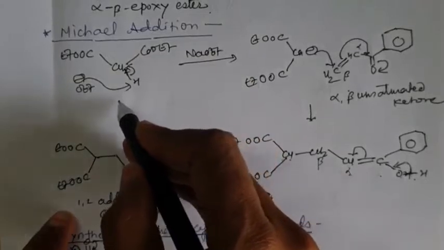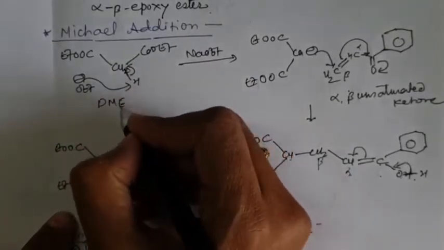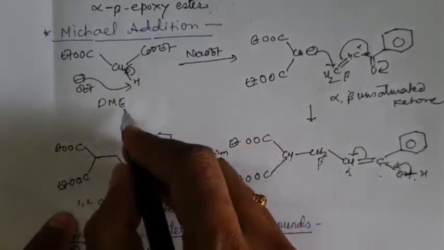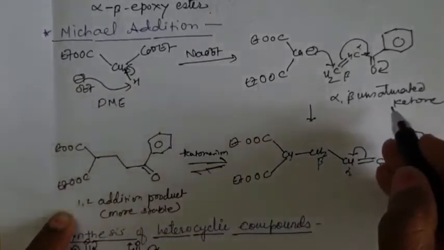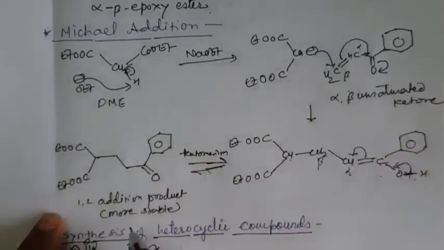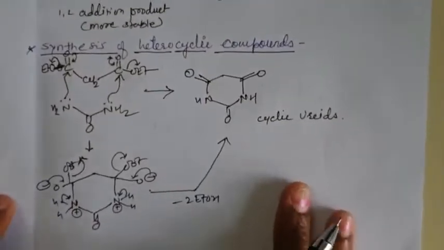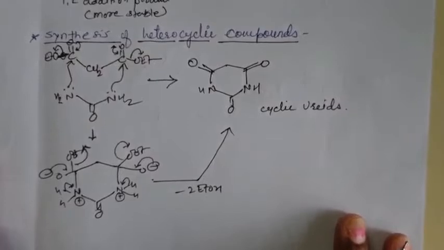Here we are using diethyl malonate, the diester, and treat it with the alpha beta unsaturated ketone. So we get the addition product. Okay, so that is a Michael addition reaction. Now next is the synthesis of heterocyclic compounds. Okay, synthesis of heterocyclic compounds.